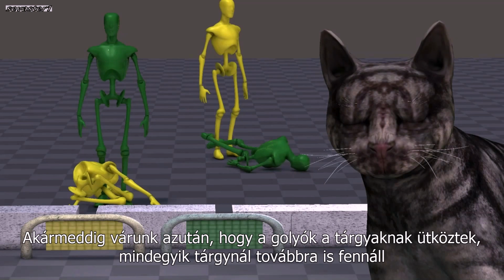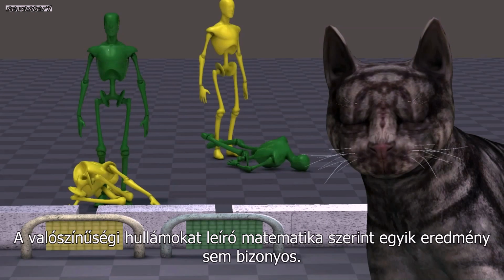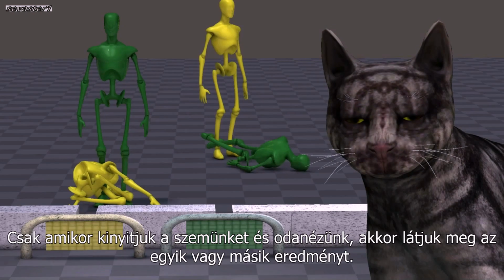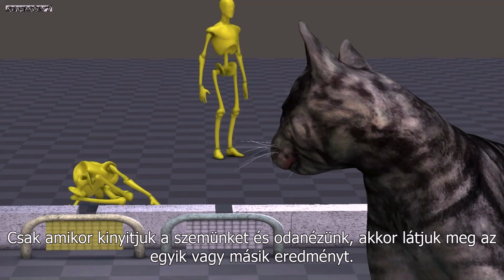No matter how long we wait after the marbles have hit the objects, each object will continue to have a probability of still being in the standing position. And each object will also continue to have a probability of being in the knocked down position. According to the mathematics describing the probability waves, neither outcome is certain. It's only when we open our eyes and look that we see only one outcome or the other.